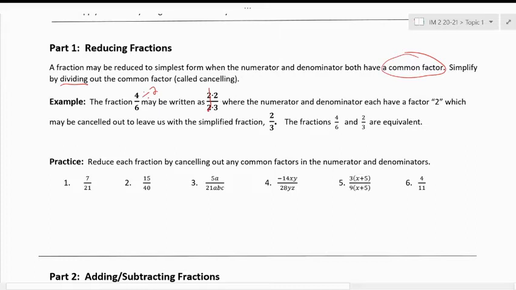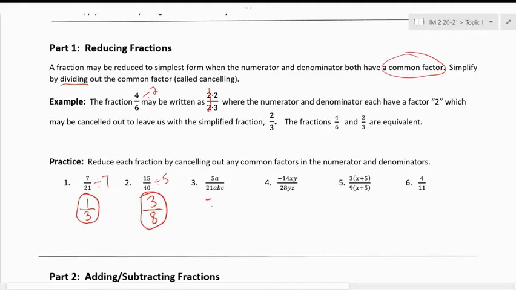Really what we did. Number 1, we should know that 7 goes into 7, and 7 goes into 21 3 times. So it's 1/3. Number 2, 15 and 40, we know that 5 can go into both of those numbers. 15 divided by 5 is 3. 40 divided by 5 is 8.